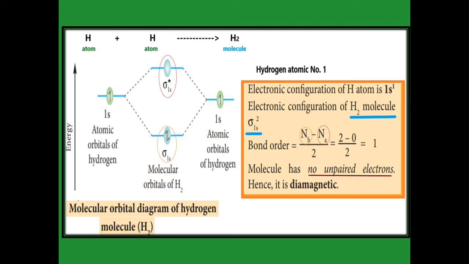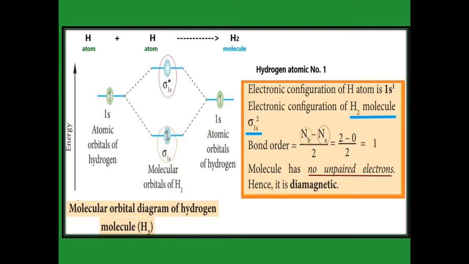Now for the bond order, we have to write the electronic configuration of the hydrogen molecule. I underline it in blue color. See the blue color: in sigma 1s how many electrons are present? 2 electrons. So we indicate sigma 1s with superscript 2. That superscript 2 indicates that 2 electrons are present in the molecular orbital of hydrogen.